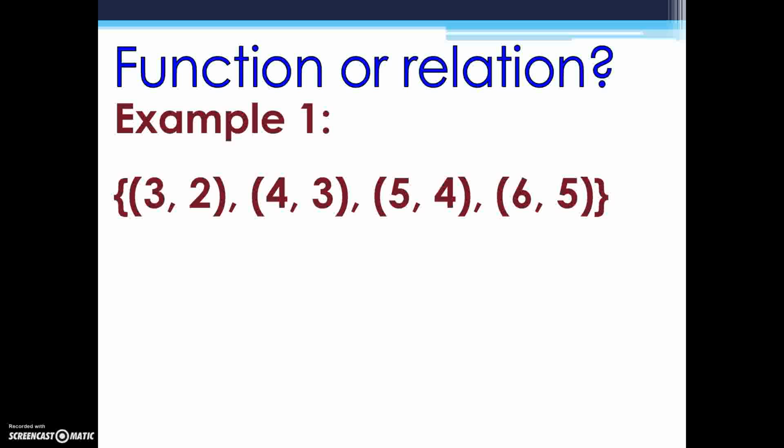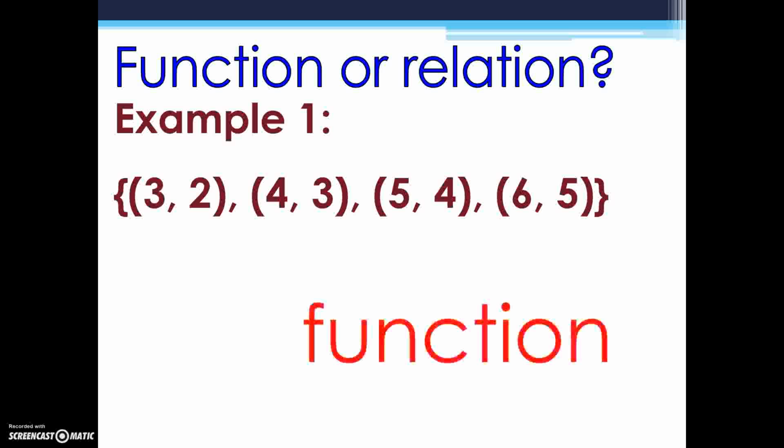Now, if we're looking at this example right here and trying to determine if it's a function or relation, I don't have an input and output table, but I can look in here and see which ones are my x values and which ones are my y values. So my x's are 3, 4, 5, and 6. Those are my x values. And because my x values do not repeat at all, my input only has one output. So therefore, it is a function.